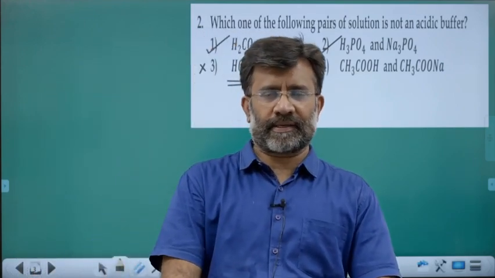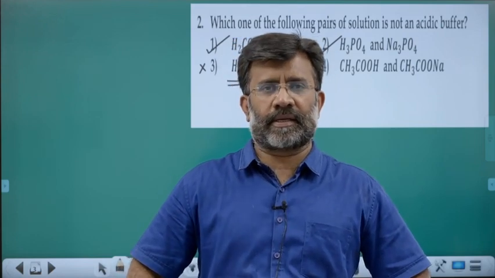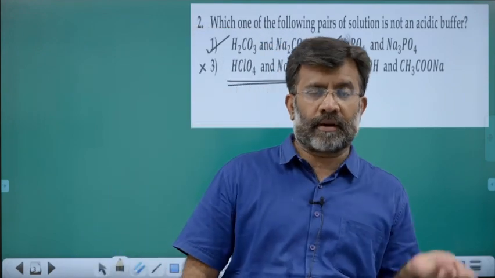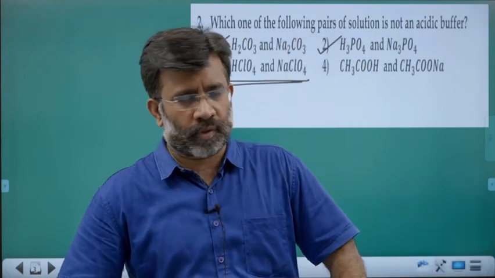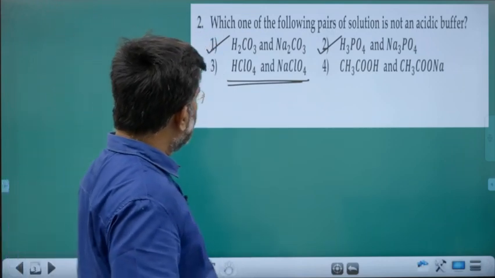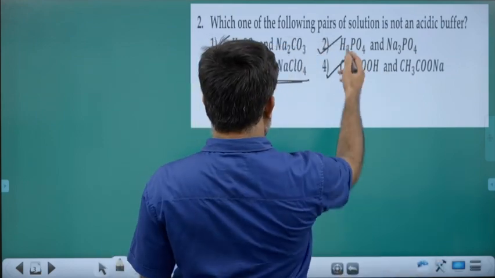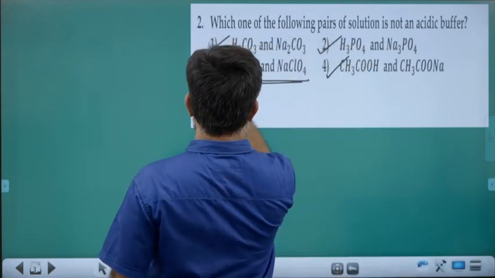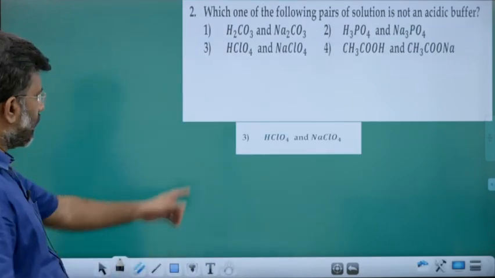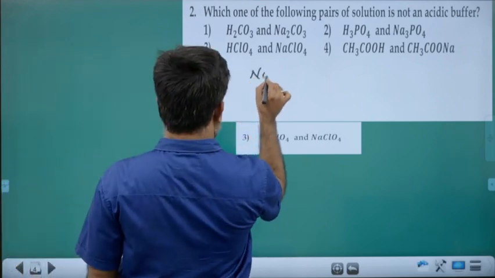See, which one is acting as a buffer? A weak acid and its conjugate base acts as a buffer solution, right? Or a weak base and its salt acts as a buffer solution. So, the answer is option 3. What about the fourth one? That is also an acidic buffer. So 1, 2, 4 are acidic buffers and our answer is option 3. Option 3 is the correct answer because it is not a buffer.